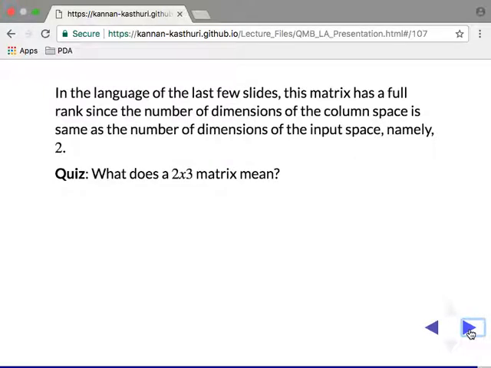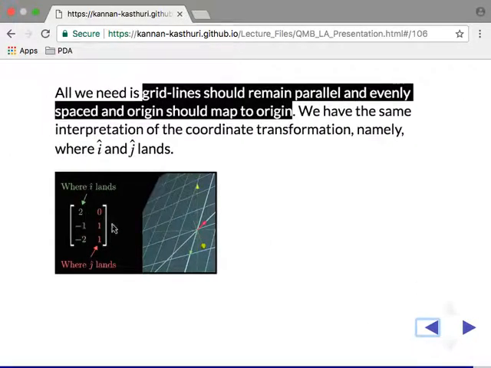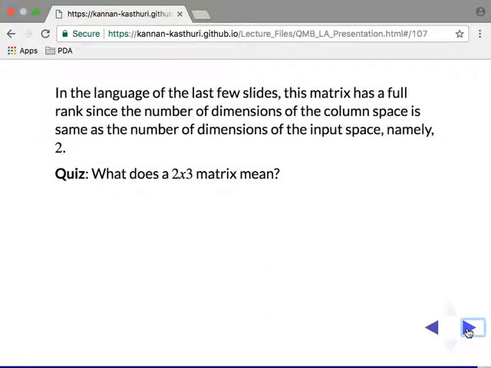So if a matrix has a full rank, for instance, this 2 by 3 matrix has a full rank because it spans the entire 2-dimensional plane. So it's a full rank, because you can still talk about ranks when you have non-square matrices. So what does a 2 by 3 matrix mean in this context?